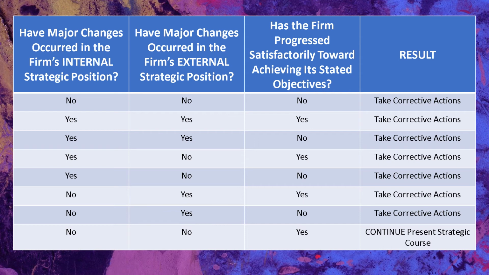A simple analysis of this is when the answer is all no, then take corrective actions. In the same manner, if the answer is all yes, still take corrective actions. However, in the last row, the answer is no to major changes in both internal and external strategic positions, and the firm has progressed satisfactorily toward achieving its stated objectives, then the firm should continue on with the present strategic course.